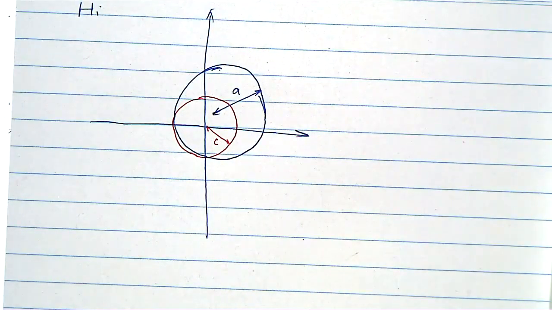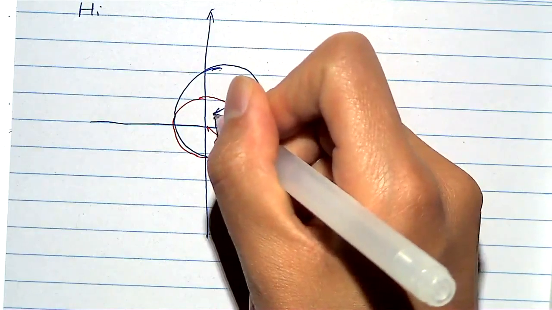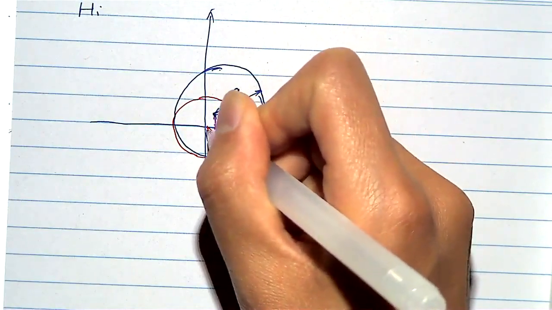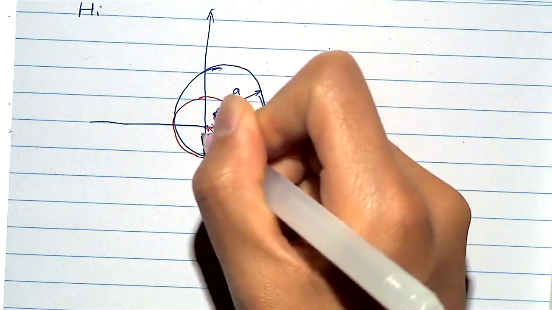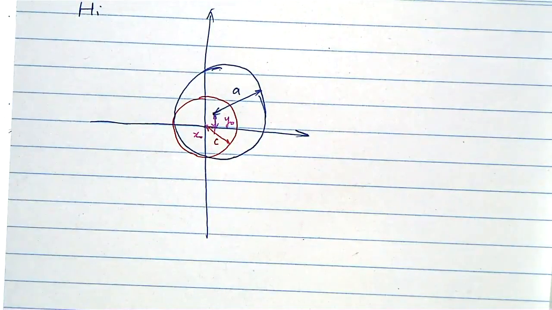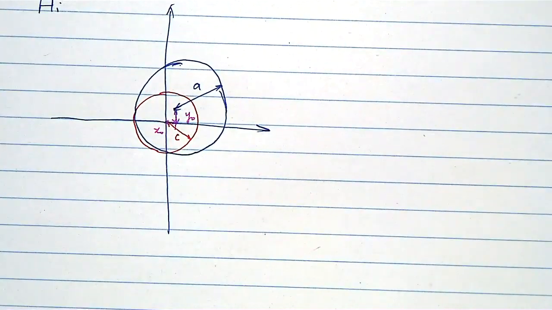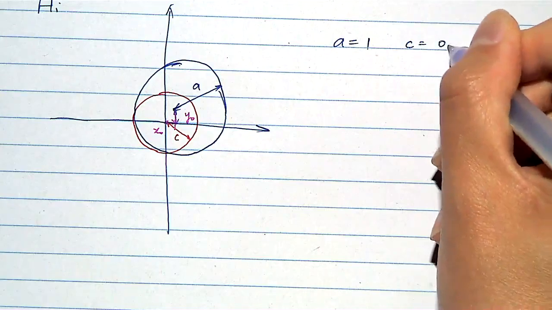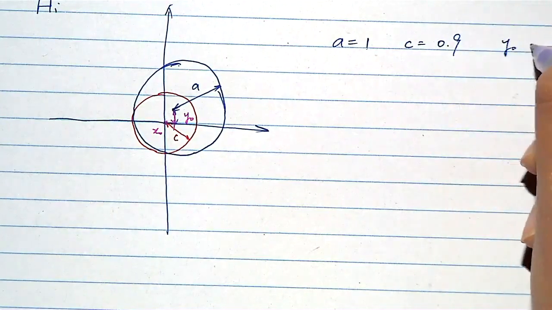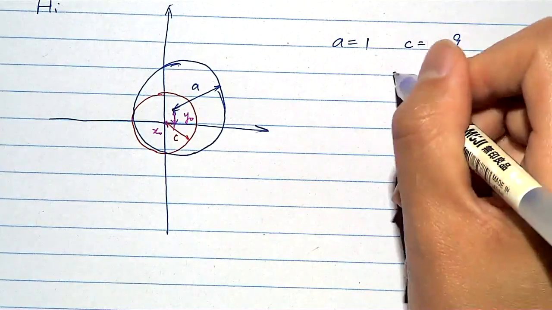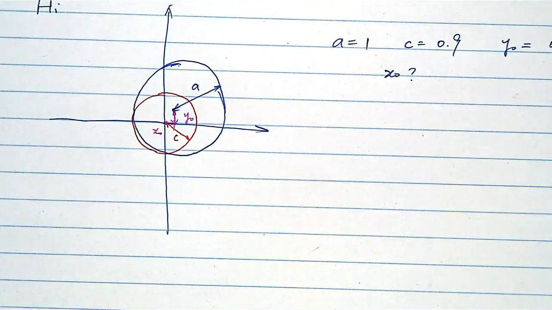And I'm going to define this as y naught and this as x naught. So what we know so far is that A equals 1 and C equals 0.9 and y naught is 0.2. And we want to find what x naught is. Okay? So this is just a cambered airfoil, a transformation to get a cambered airfoil, right? If you still remember what happened yesterday.